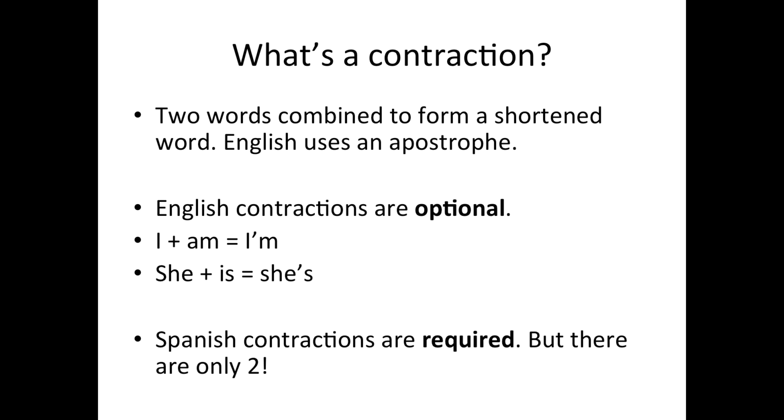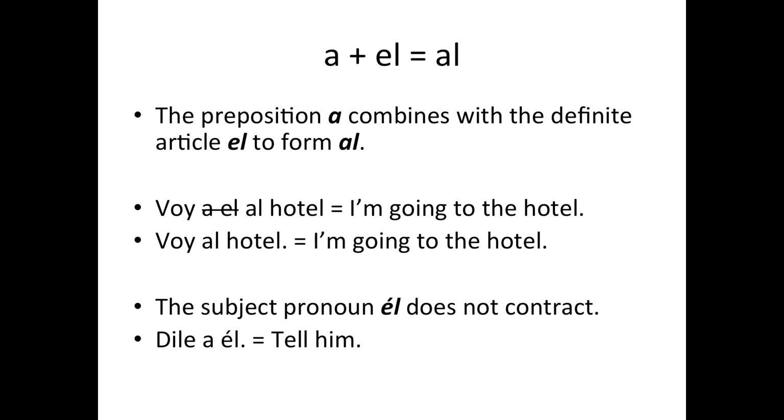Now, in Spanish, we only have two, and these are required. So we're going to go over them. Here's our first one. A plus el equals al. So the preposition a combines with the definite article el to form a new word, which is al.